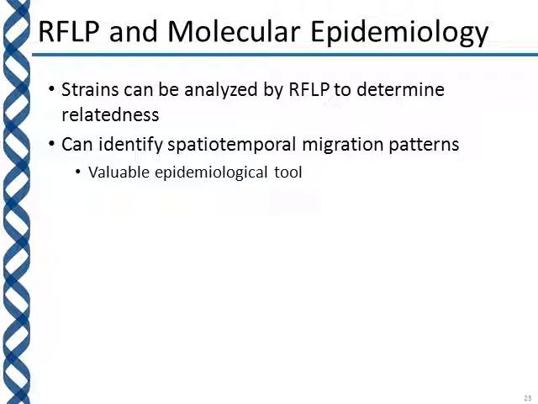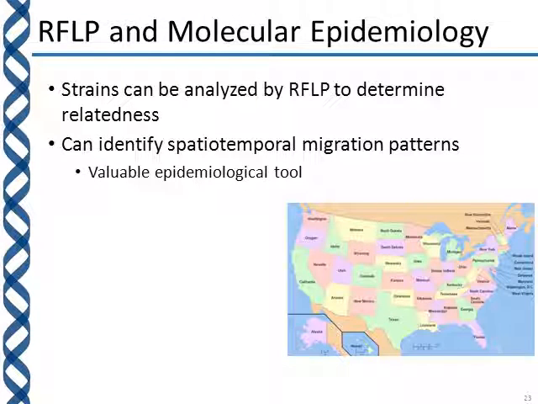So strains can be analyzed by RFLP to determine relatedness. And this can be used to identify spatiotemporal migration patterns. And this is an extremely valuable epidemiology tool. And here, for example, we show if you isolate 5 strains from 5 different locations, and you're interested in looking to see their relatedness and how they may have migrated from one site to another over time, this is an approach which would be very applicable.